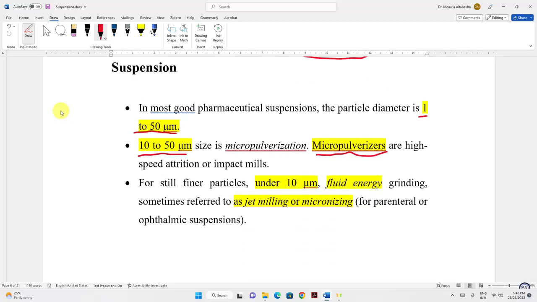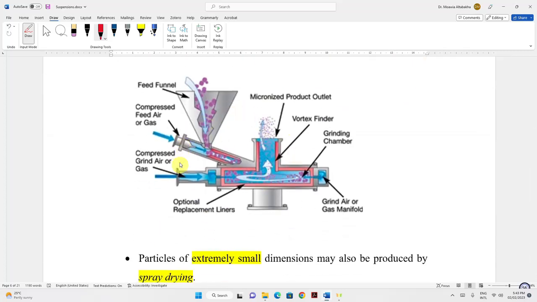If you want something even smaller in size, for example under 10 micrometer, then you can use the fluid energy grinding. We also refer to it as jet milling or micronization. Okay, so we use this one if we want even smaller particle size. Okay, this is the figure that shows you an air jet mill.